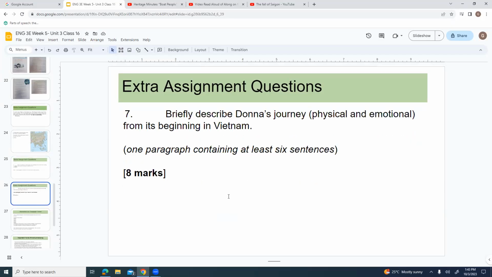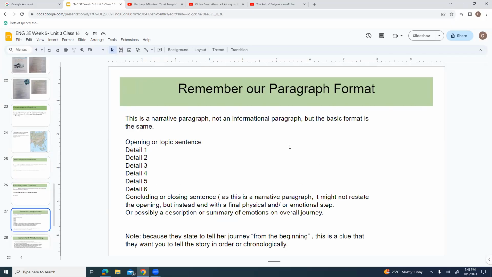Briefly describe Donna's journey in the story, physical and emotional, from its beginning in Vietnam. 1 paragraph containing at least 6 sentences. That's going to be 8 marks. Since it's 8 marks, I would strongly suggest 8 sentences, okay? This is a narrative paragraph, not an informational paragraph, but the basic format is still the same. You've got an opening or a topic sentence, and then you got your details, 1 down to 6. Then you have a concluding or a closing sentence.